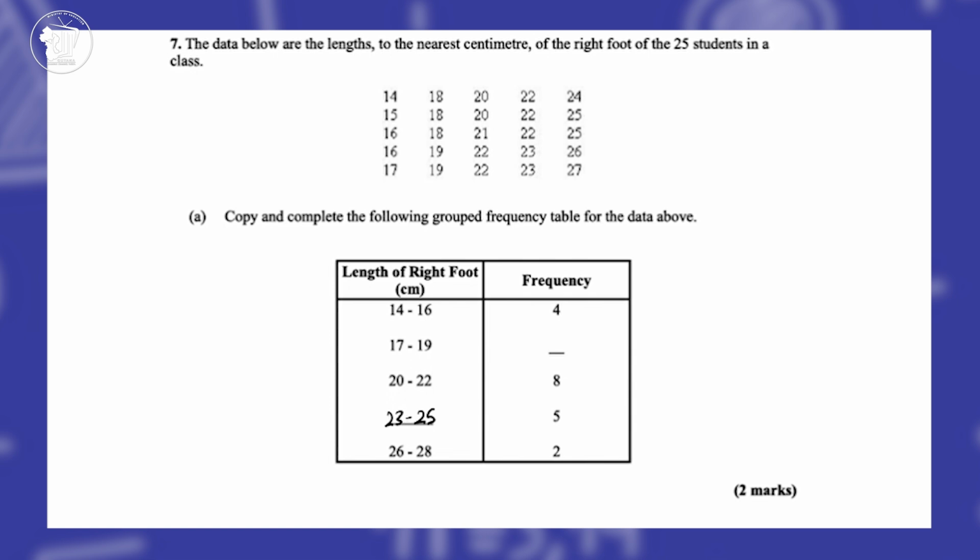We see 17 to 19 is missing, so 17 to 19 would be here. Let's see all the numbers from 17 to 19. It's in order, so it will be easy. 17, we have 1, 2, 3, 4, 5, 6. So you have 6 here. To double check, we should have a total frequency of 25. So 4 and 6 is 10, 10 and 8 is 18, 18 and 2 is 20, and 5 is 25. So that is absolutely correct, and that is as easy as that.